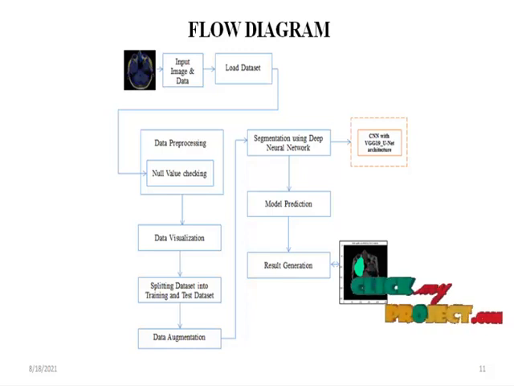Then we split the data into train and test, which is called feature selection. After we select the features, we generate images using data augmentation. After data augmentation, we segment the tumor from our MRI image using a deep neural network called CNN with VGG19 U-Net architecture. After that, we predict with the model and finally visualize the prediction result.